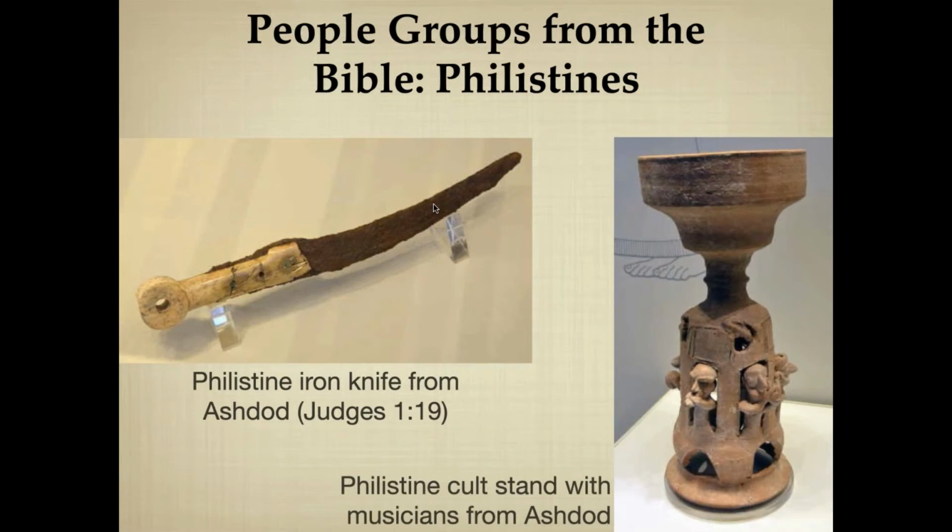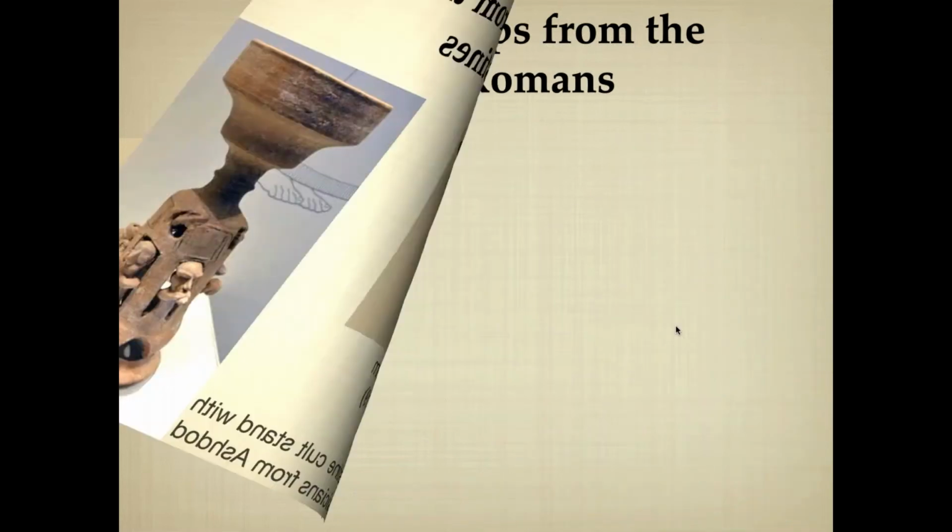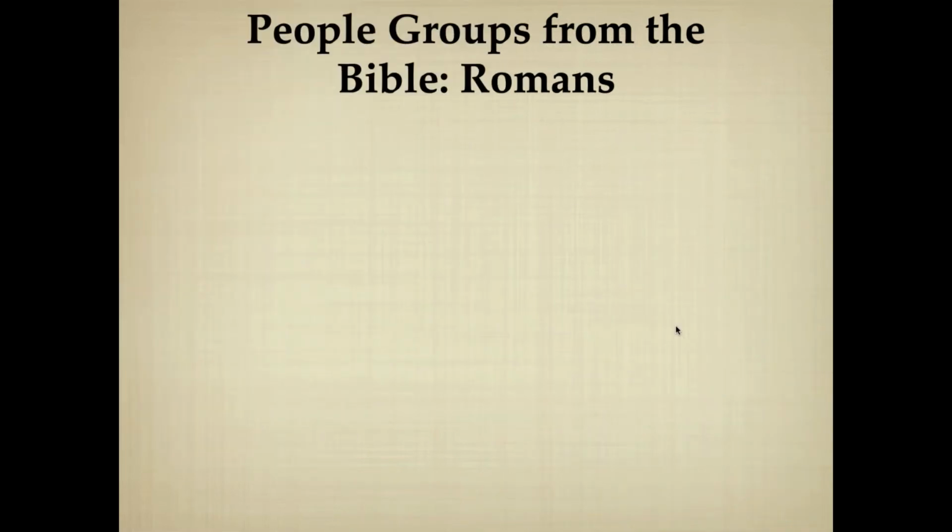And here's another one that we saw earlier, the cult stand with the musicians from Ashdod. Again, this was part of the Philistine religious cult. So this is again a picture that illustrates the life and beliefs of the Philistines. Now let's go to another people group, the Romans from the New Testament.